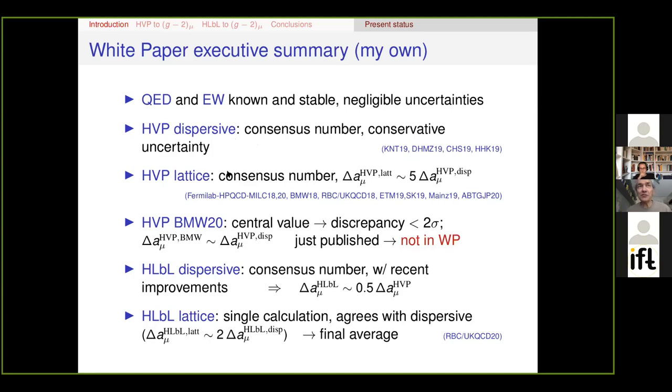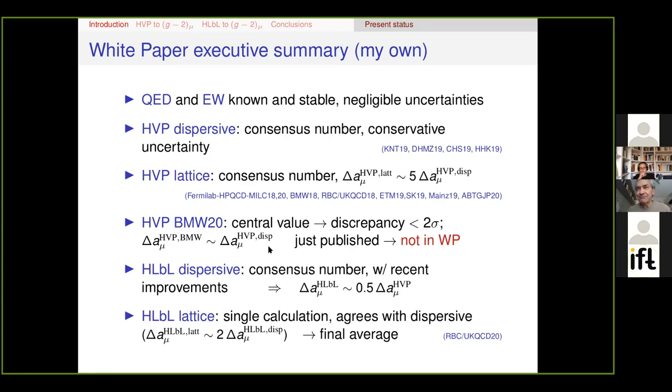In the white paper, you also find a consensus number for the hadronic vacuum polarization lattice, but the uncertainty is about five times larger than the data-driven one. So not even an average was attempted. The new result by BMW has a central value which would reduce the discrepancy with experiment to less than 2 sigmas. The uncertainty is similar to the data-driven one.